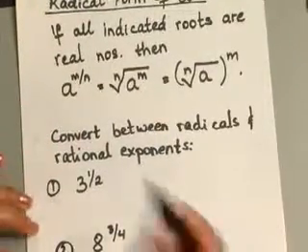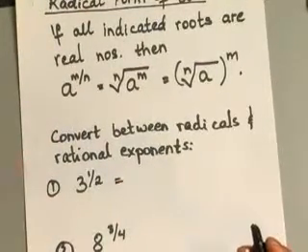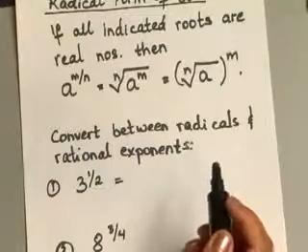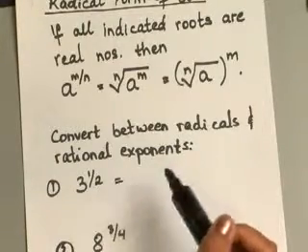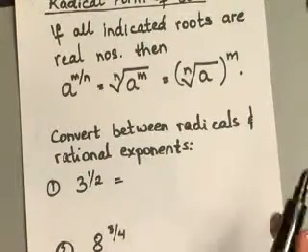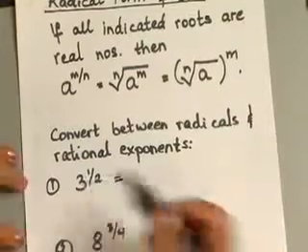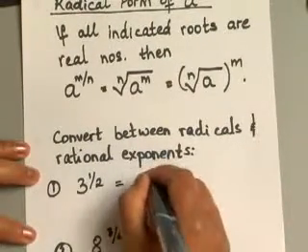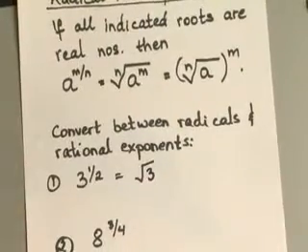So let's go ahead and take a look at these examples here. Now all we are doing here is basically just converting between the radicals and rational exponents. So if you have 3 to the 1/2 in the radical form, you would write it as square root of 3. Okay?